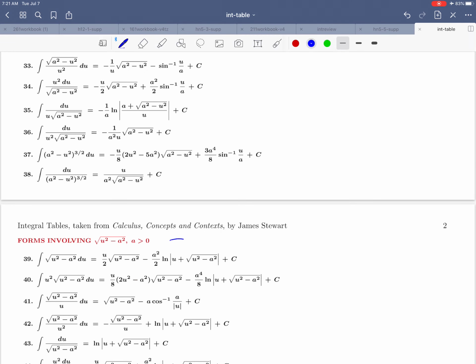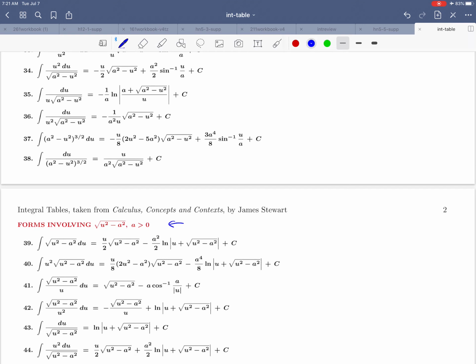Aha! Here on page 2, we have forms involving the square root of u squared minus a squared. That's what our integral looked like. And notice that the first formula in that group, 39, appears to match. The square root of u squared minus a squared is exactly what we were integrating, where the value of a was the square root of 5. So formula 39 tells us that our antiderivative should look like this. We're just going to write down that antiderivative and write in square root of 5 everywhere that we see an a.